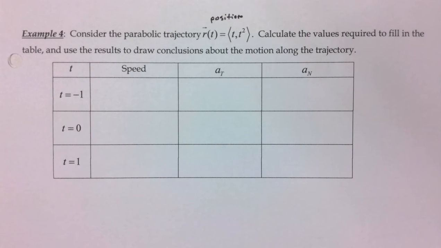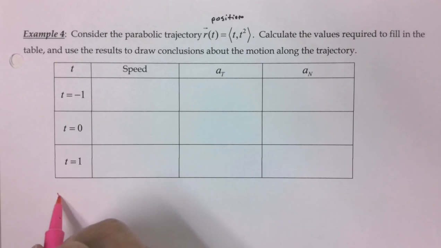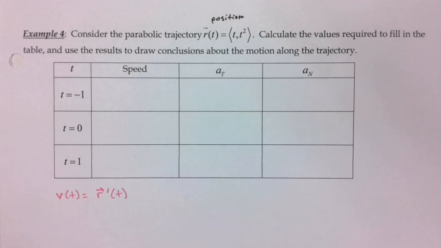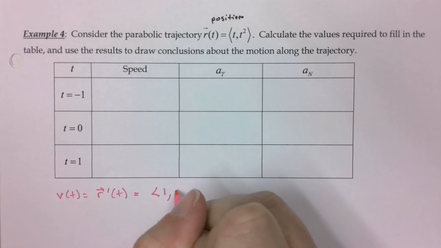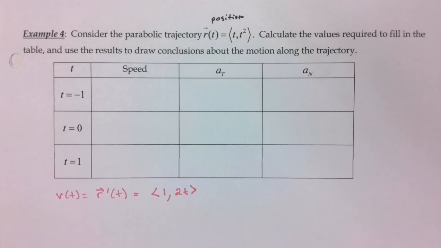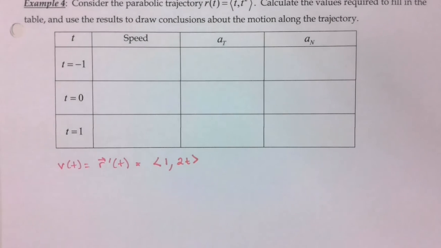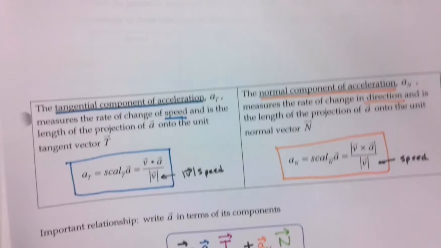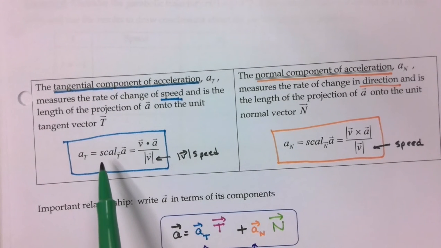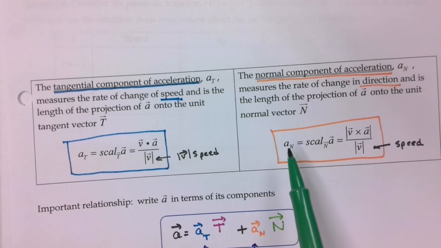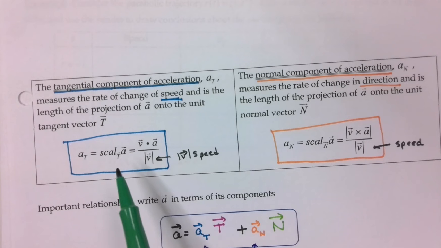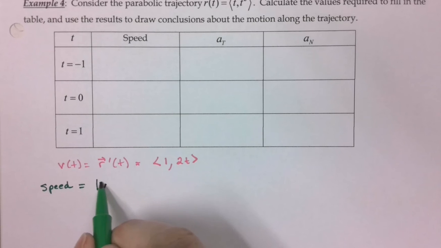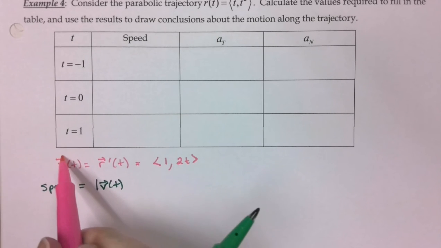Okay, so I'm going to start off with the derivative. So the velocity would be the derivative of the position, which would be 1 and 2t. Wonderful. Then the speed, which I really need because speed is in the denominator for both the tangential component and the normal component of acceleration. So you can see the denominator for both of those is speed. Therefore, I need to be able to find the speed, which is the magnitude of my velocity. Oops, forgot that little vector there.